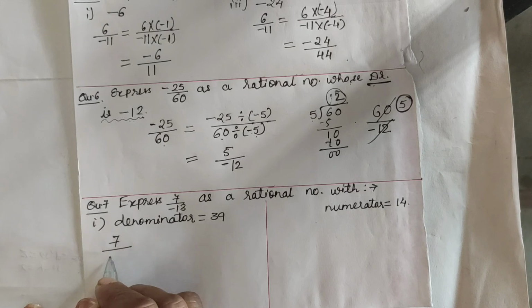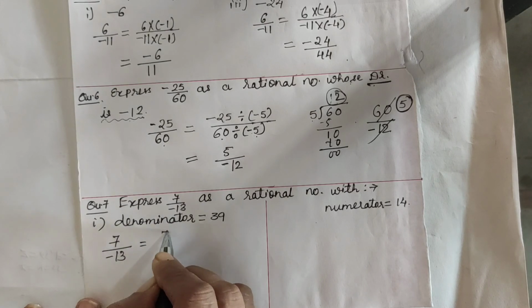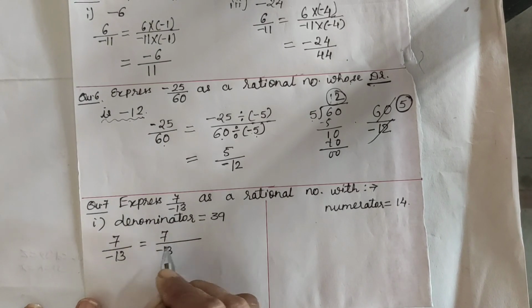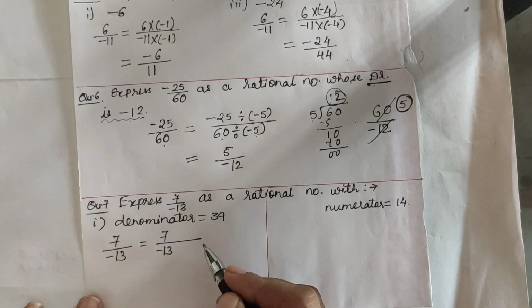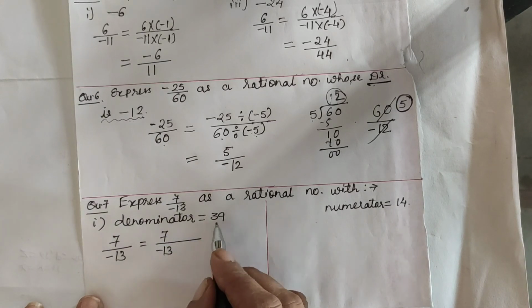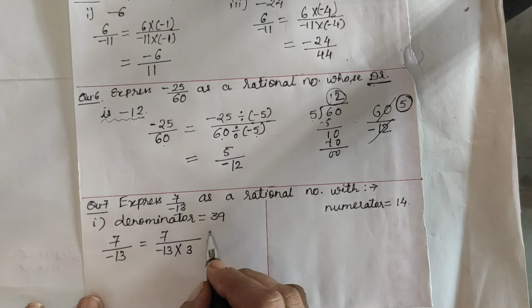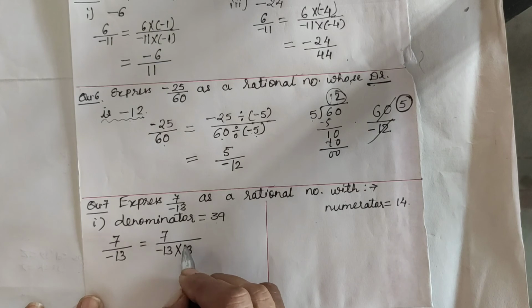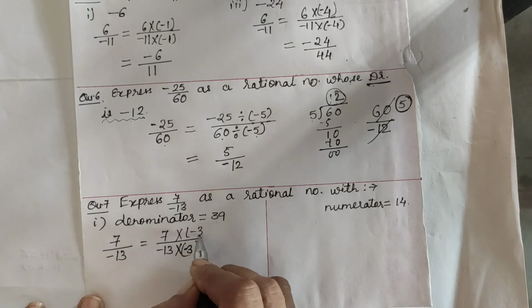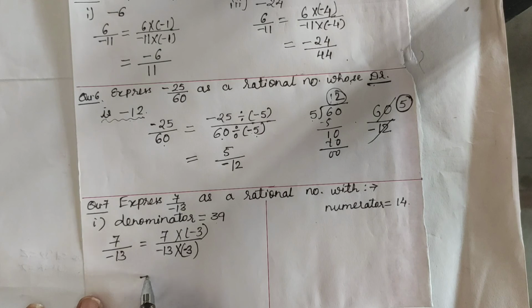Now given rational number is 7 by minus 13. So it will be as it is first. Now denominator you want as 39. So denominator from 13 to 39, it is increasing. It means you have to multiply it. 13 1s are 13, 2s are 26, 3s are 39. So here it will be 3. But you want it positive and here it is negative. It means here minus 3 and here also you will multiply by minus 3. And let's simplify. Minus 21 by minus into minus plus, 13 3s are 39.